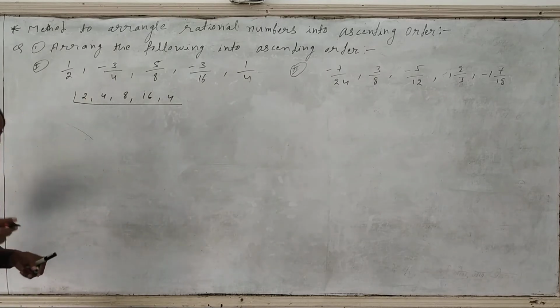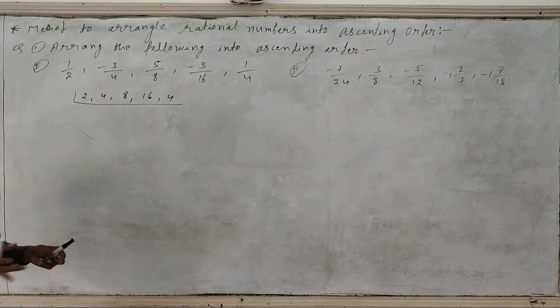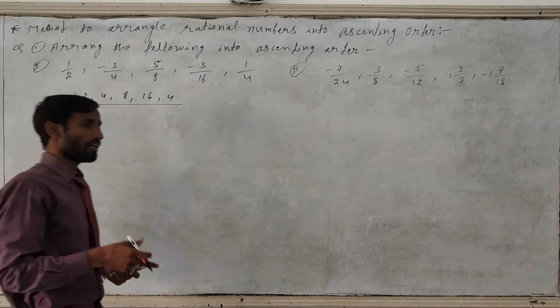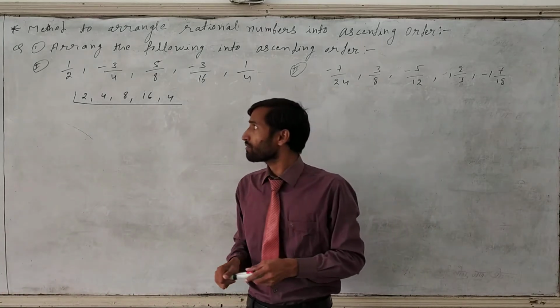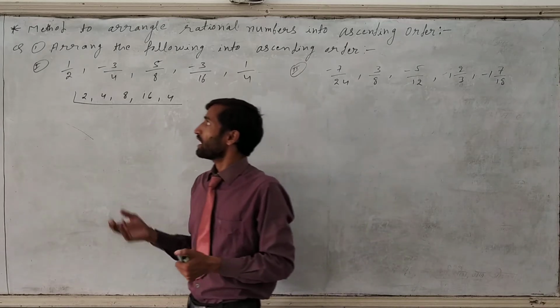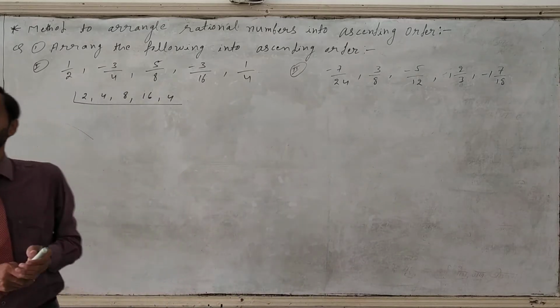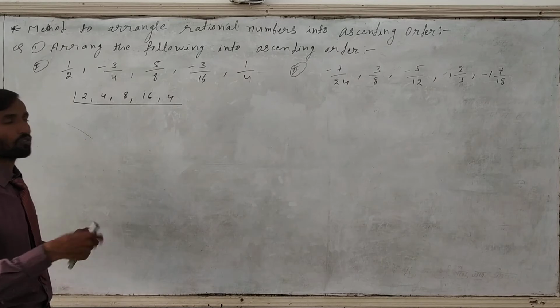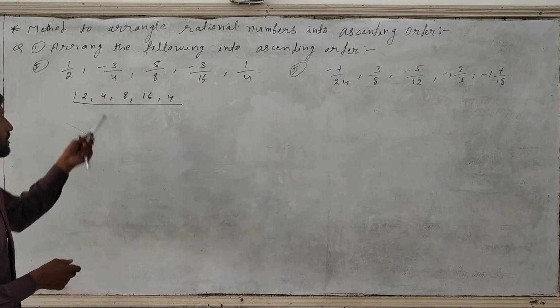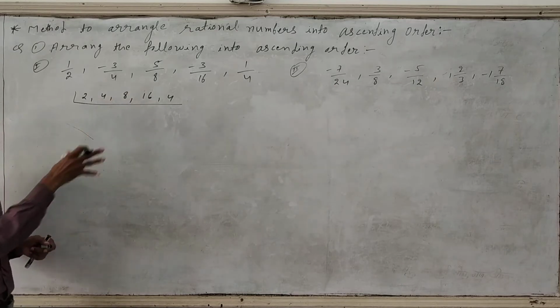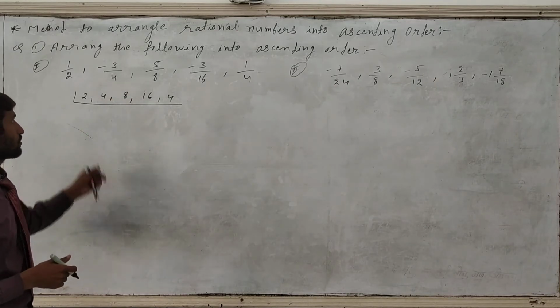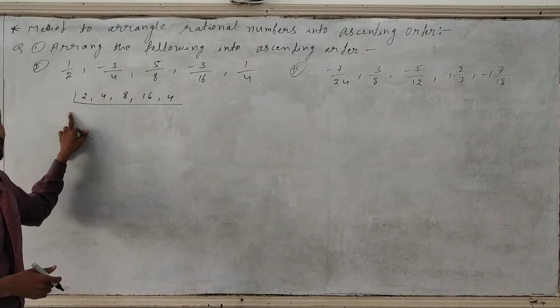Now I will explain how to take the LCM. We already know it, but if some students don't know, you can learn from here. Here we use the division method, which is not prime factorization. We divide by 2 because all are even numbers.